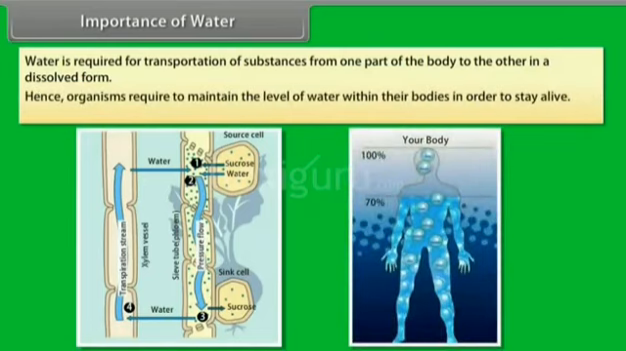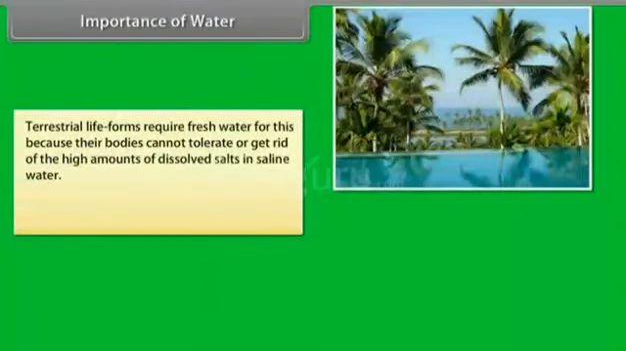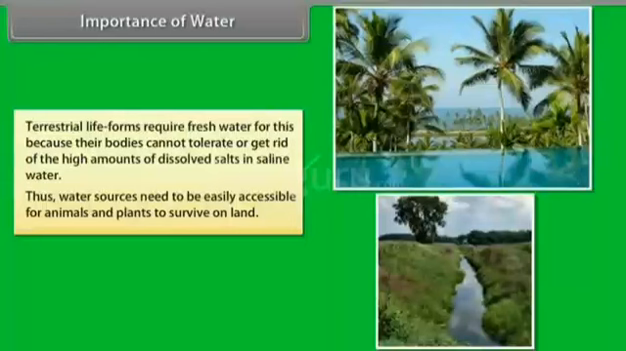Hence, organisms need to maintain the level of water within their bodies in order to stay alive. Terrestrial life forms require fresh water for this because their bodies cannot tolerate or get rid of high amounts of dissolved salts in saline water. Thus, water sources need to be easily accessible for animals and plants to survive on land.